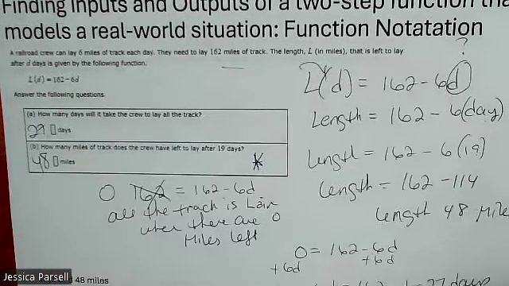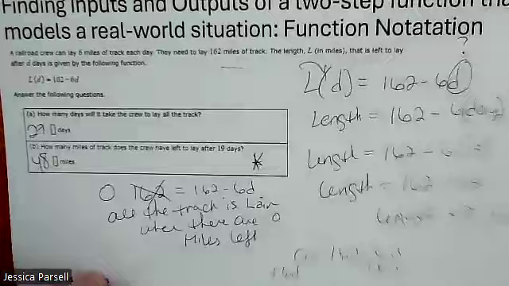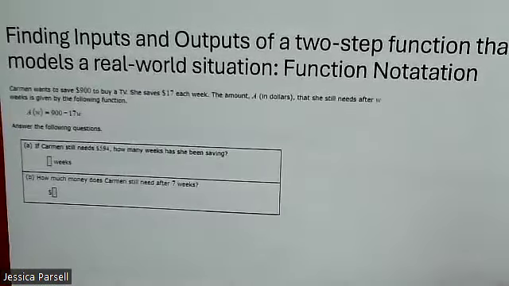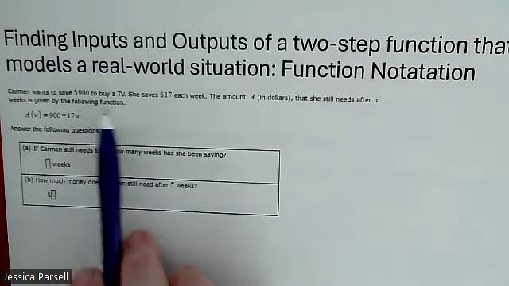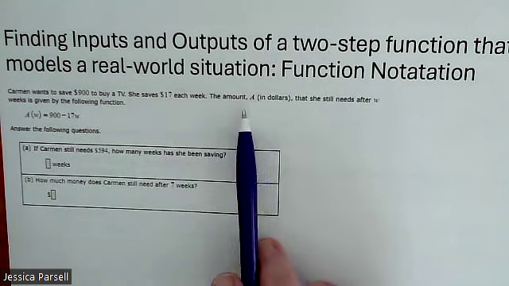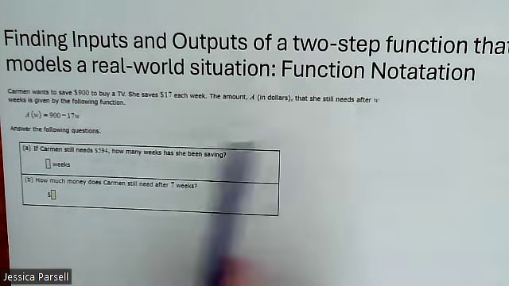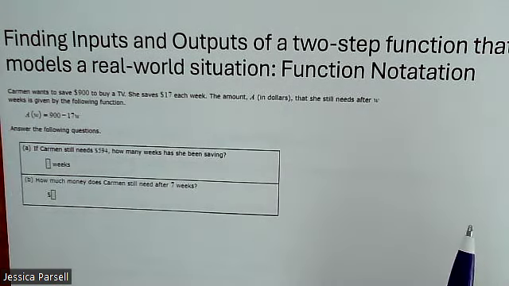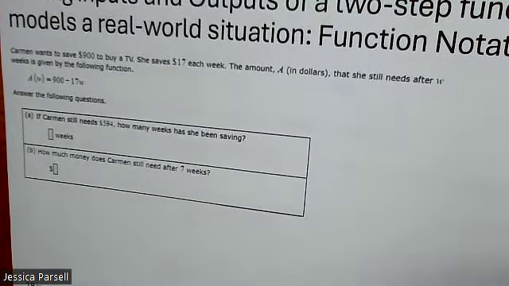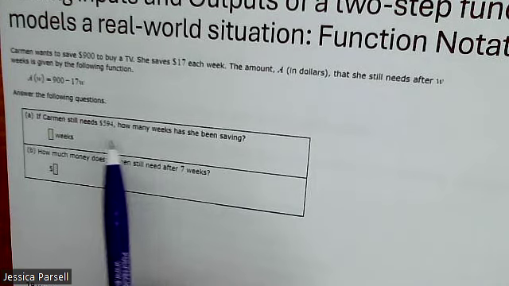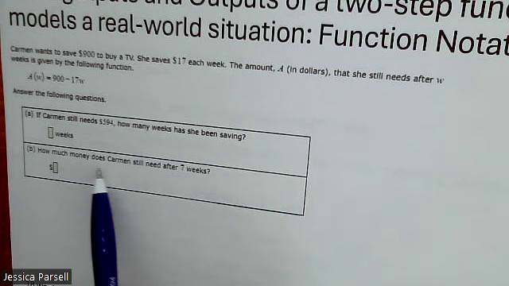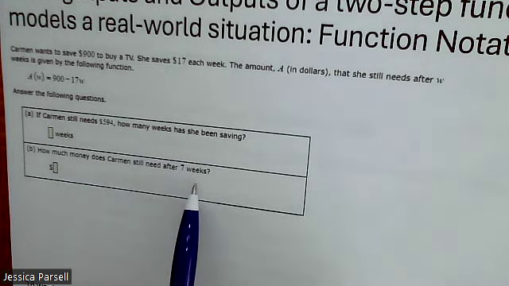Okay, let's try one more of these because there's a few different iterations in this last section of ALEKS. We have Carmen wants to save $900 to buy a TV. She saves 17 each week. The amount A in dollars that she still needs after W weeks is given by the following function. If Carmen still needs $594, how many weeks has she been saving? And how much money does Carmen still need after 7 weeks?